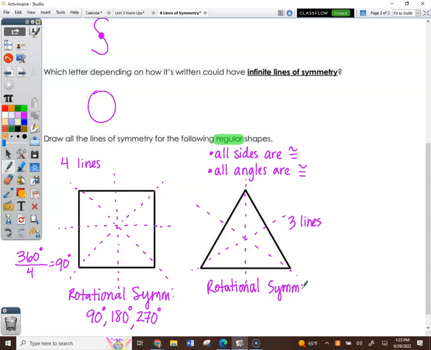Doesn't matter how many sides. What's the measure of one full rotation? 360. One full rotation is 360. So when I do 360 divided by 3, I get what? Okay, so my list of rotational degree symmetry will come from that number. 120. How do you get the next one? You just add 120, so it's 240. How do you get the next one? Add 120.